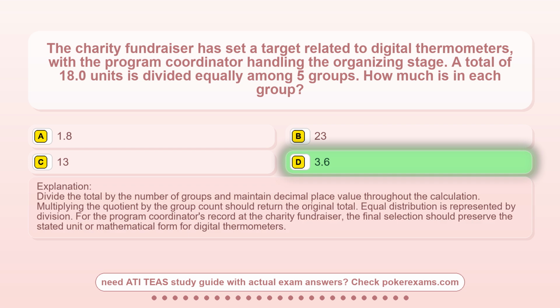Divide the total by the number of groups and maintain decimal place value throughout the calculation. Multiplying the quotient by the group count should return the original total. Equal distribution is represented by division. For the program coordinator's record at the charity fundraiser, the final selection should preserve the stated unit or mathematical form for digital thermometers.